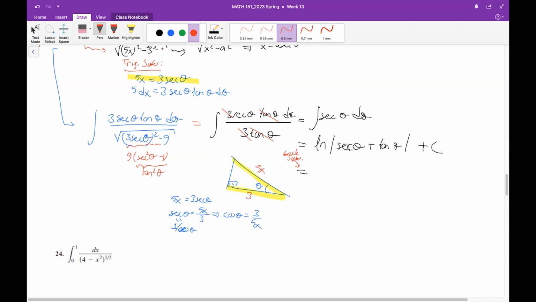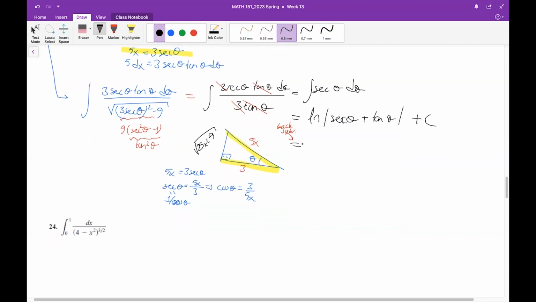After decorating like that, you can easily compute this part as square root of 25x squared minus 9, right? Okay, then ln, read secant theta. Secant theta is 5x over 3. And then read tangent theta. Tangent means opposite side divided by adjacent side. So it goes like square root of 25x squared minus 9 over 3. And that's it. This is your result.